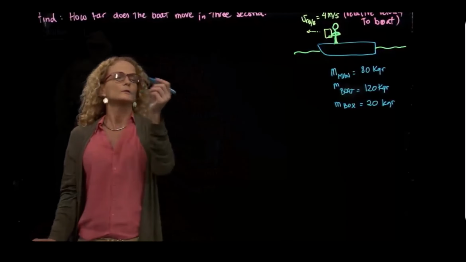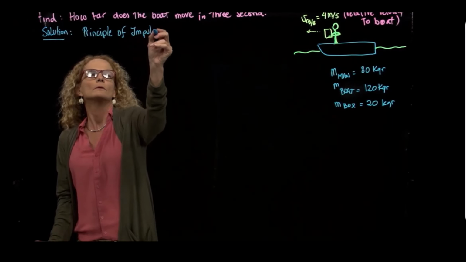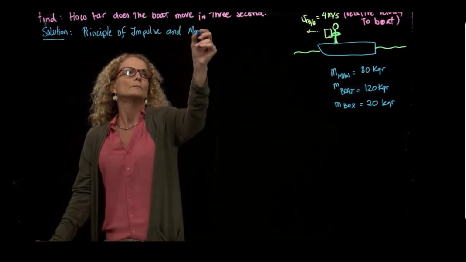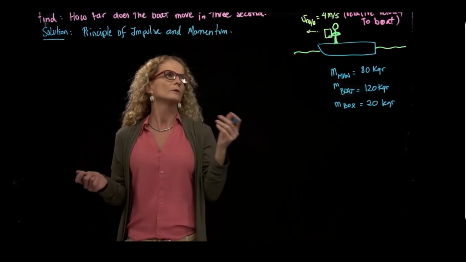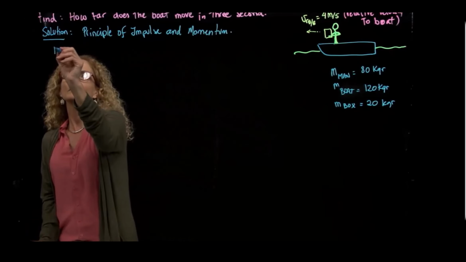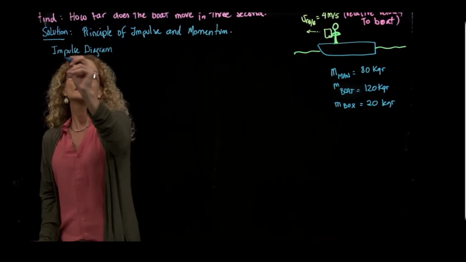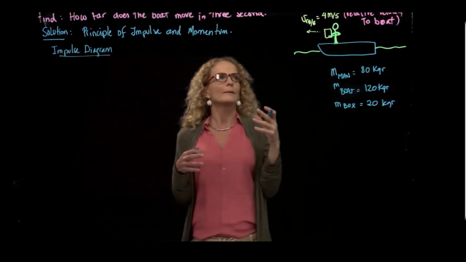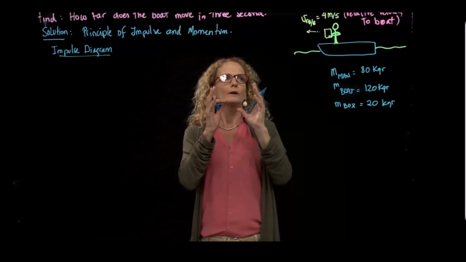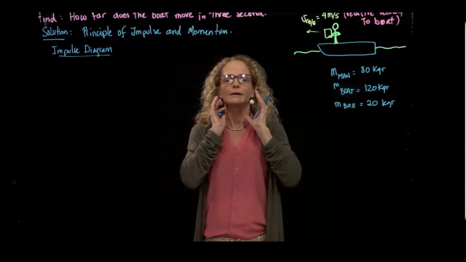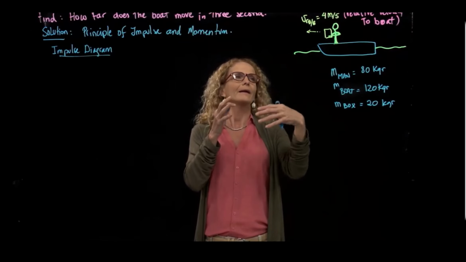What we are going to do is use the principle of impulse and momentum. To do that, we draw an impulse diagram. I will draw the impulse diagram with the man and the box together. As soon as he throws the box, he creates an impulse on the box, and the box creates the same impulse back on the man.